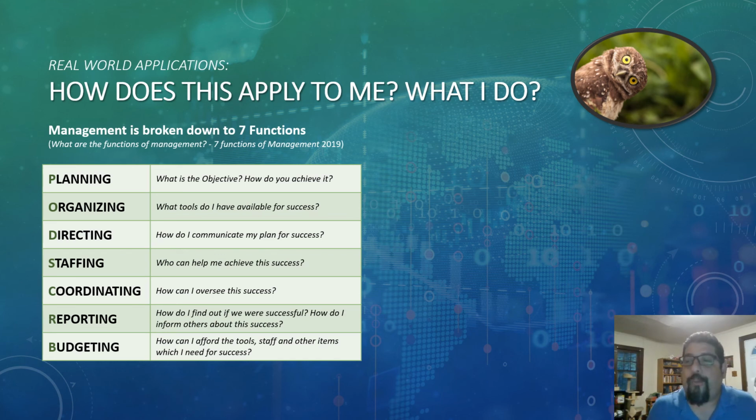Reporting is letting people know what you've done, celebrate your successes, let them know where your failures are so you can grow from it and learn. And then budgeting is how do you afford all this? And they all blend together. There's no clear defined one ends, the other begins. They all are interconnected. They are all needed to function as a business, to function as managers. And epidemiology allows us to put more tools at play so that we can plan well.